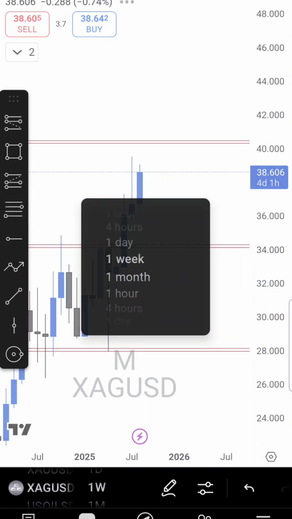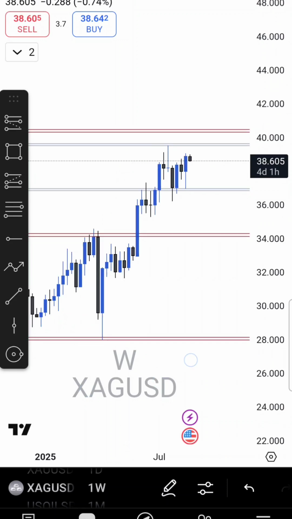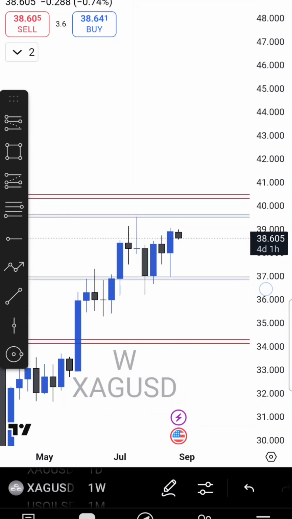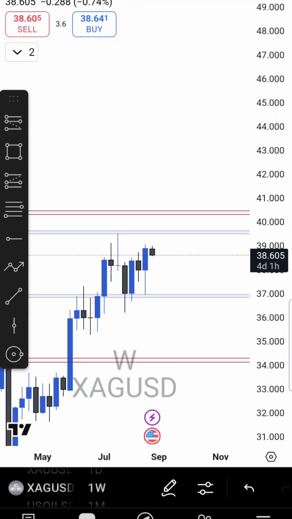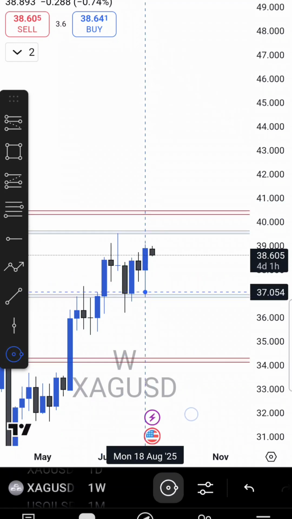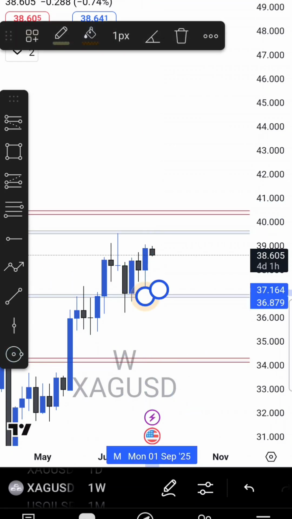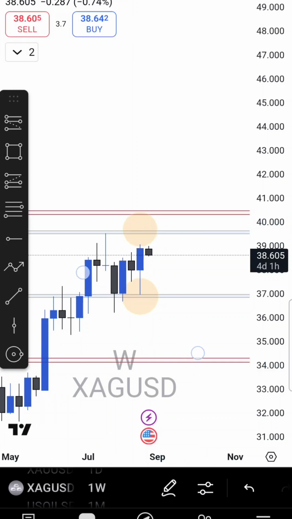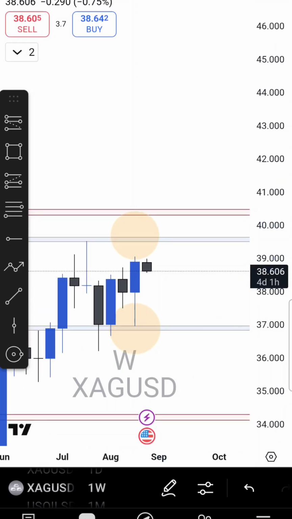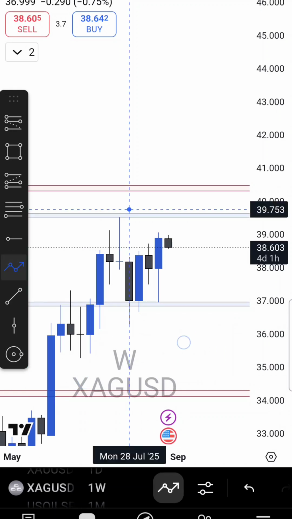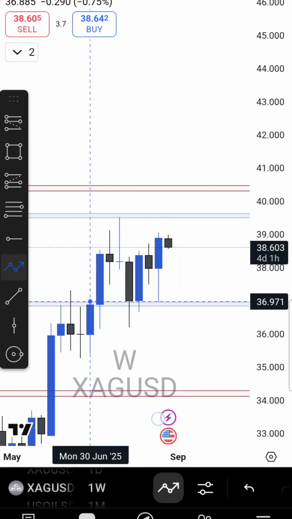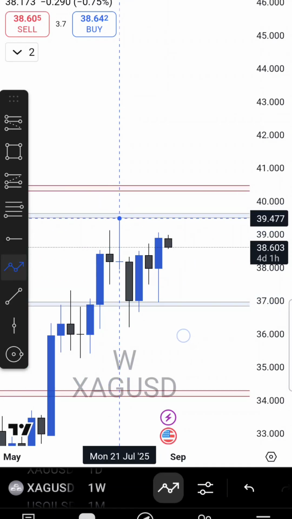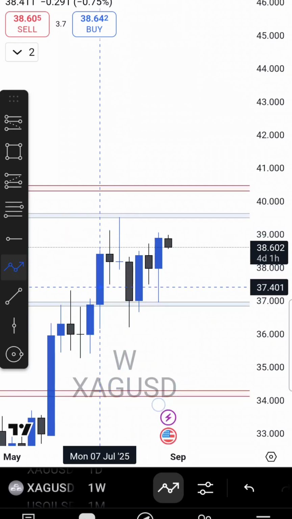So let's switch to our weekly time frame. Zooming into our weekly time frame, we can see our weekly mid-range zone and our weekly higher zone here. Silver is consolidating in between these two zones. We can currently see the price is moving between 36 and 39. It's been consolidating there for a minute.